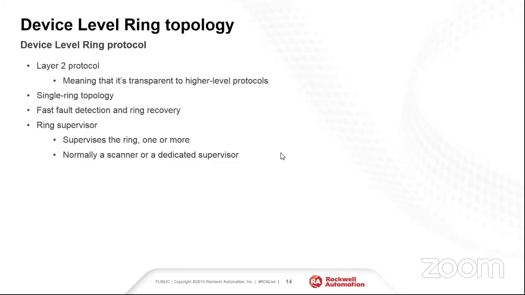With device level ring topologies, DLR is a level 2 protocol, so you would need a level 2 managed switch to help with that. It's also transparent on higher level protocols. Single ring topology, fast fault detection, and ring recovery. There is a ring supervisor that helps manage the entire thing. And within that ring, you can have a secondary supervisor in case the fault is on the supervisor. The secondary will take over. But you do generally have a dedicated supervisor on the network.